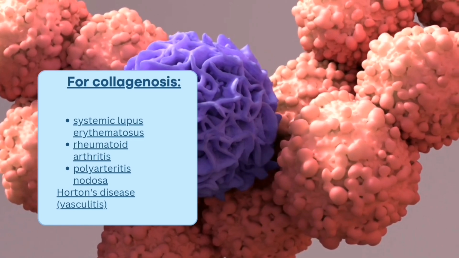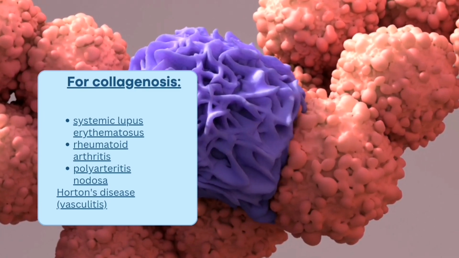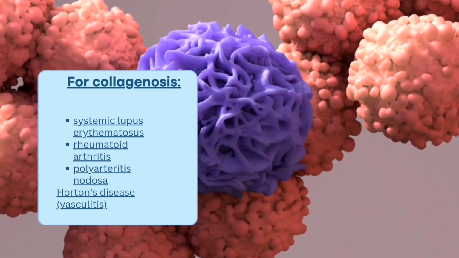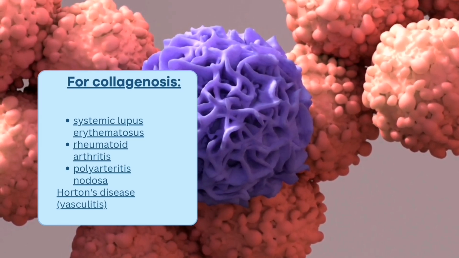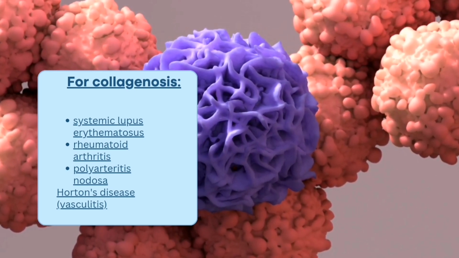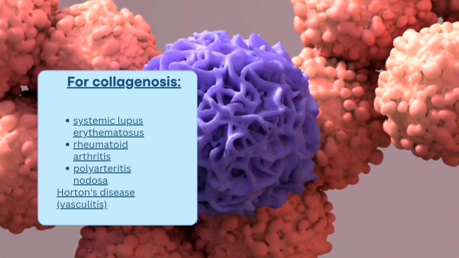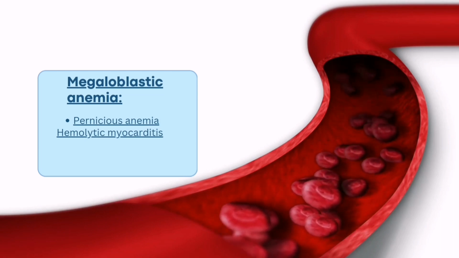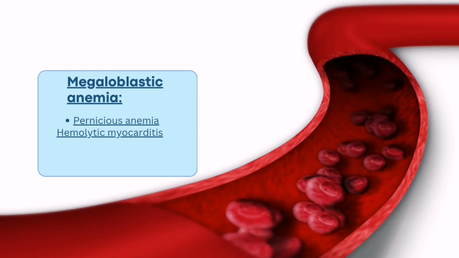For collagenoses, this means the patient has chronic systemic lupus erythematosus, rheumatoid arthritis, polyarteritis nodosa, or Horton disease. After these diseases, as a complication, the patient develops anemia. Do you know any people with chronic disease who have anemia? And the next type is megaloblastic anemia, which has two types: pernicious anemia and hemolytic myocarditis. After these chronic diseases, most of the time megaloblastic anemia starts.